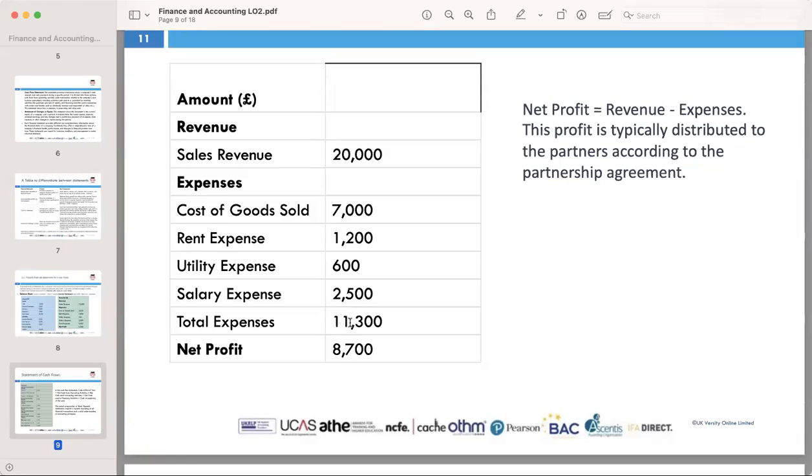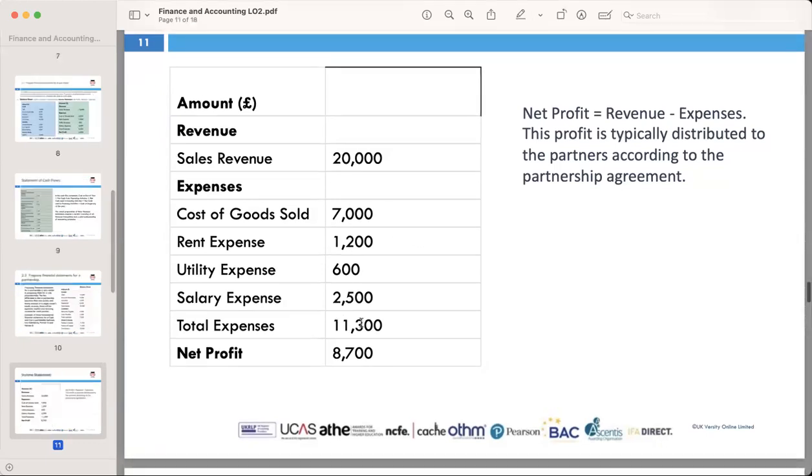By adding up all these expenses, we get the total expenses, which in this case is £11,300. To calculate the net profit, we subtract the total expenses from the revenue. So £20,000 minus £11,300. The net profit is £8,700.